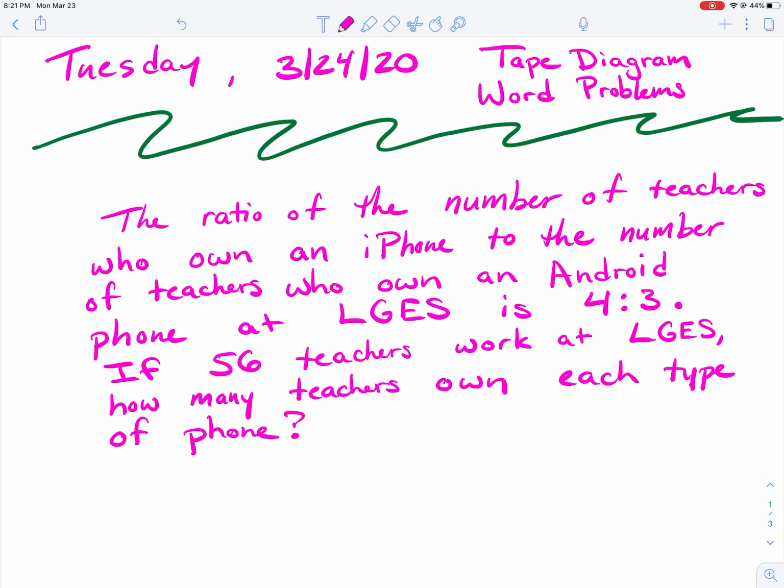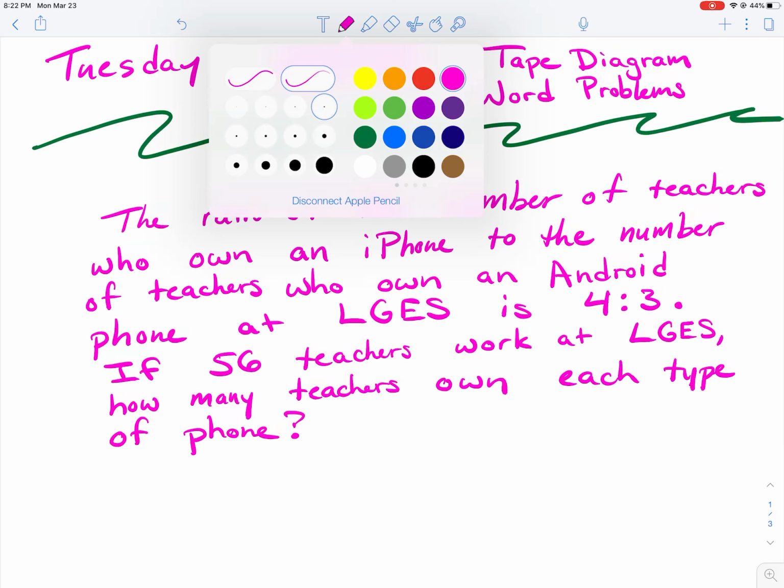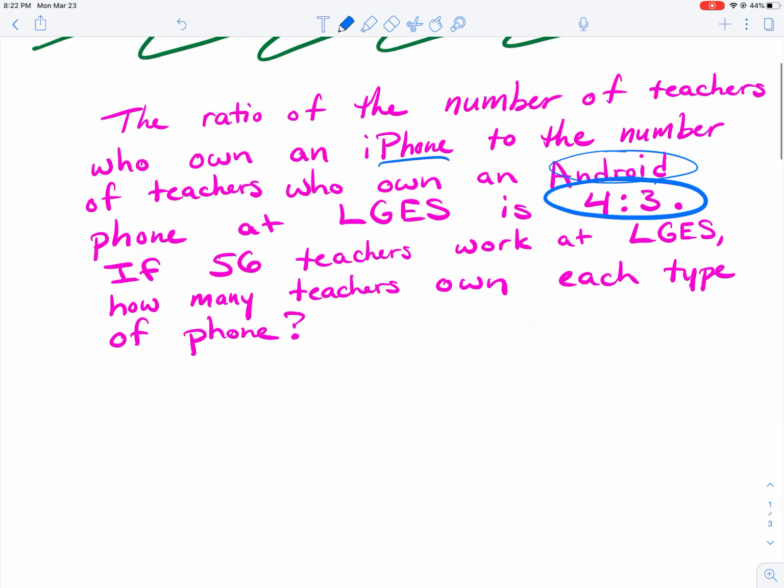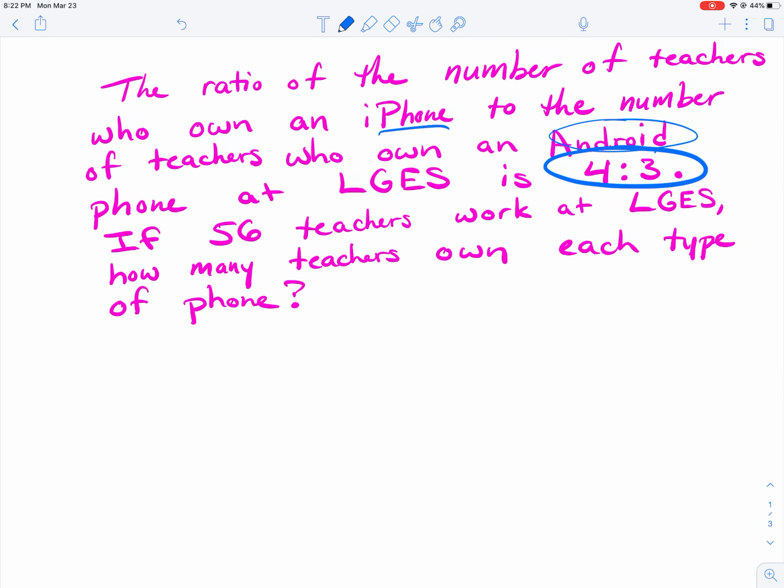All right, so you tried the problem. The first thing you want to find is where is the ratio? Well, it looks to me like the ratio is located right here, 4:3. And the 4 corresponds to the teachers who have an iPhone, and the 3 corresponds to teachers who have an Android phone. All right, so we got a 4:3 ratio. Let's make a 4:3 tape diagram.